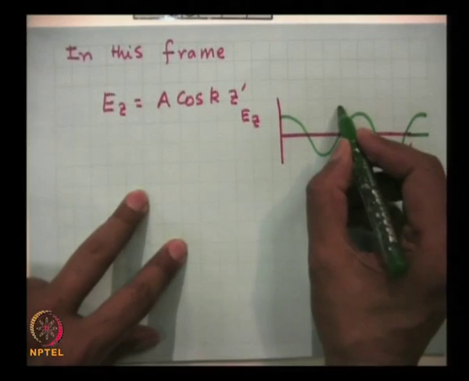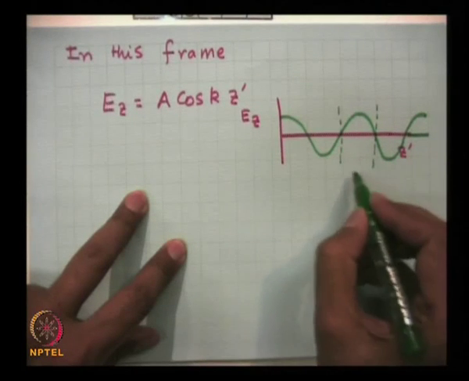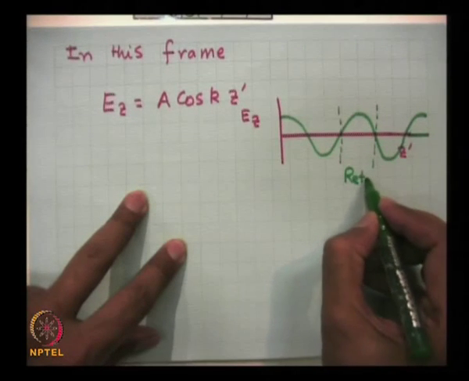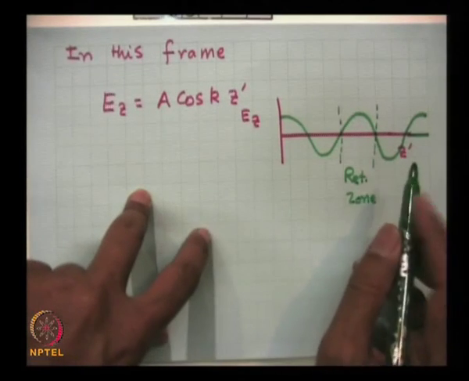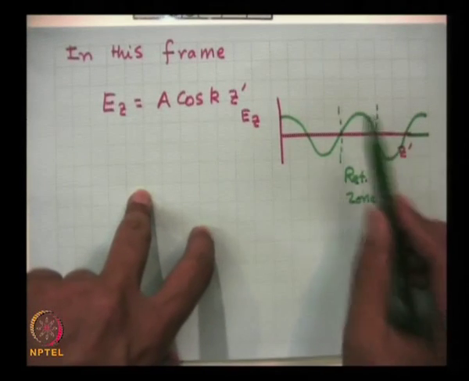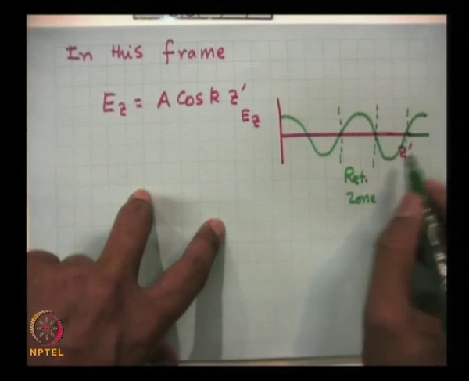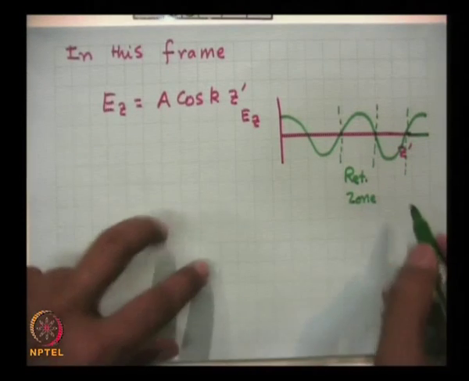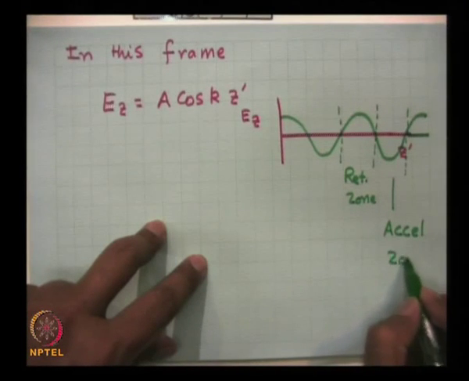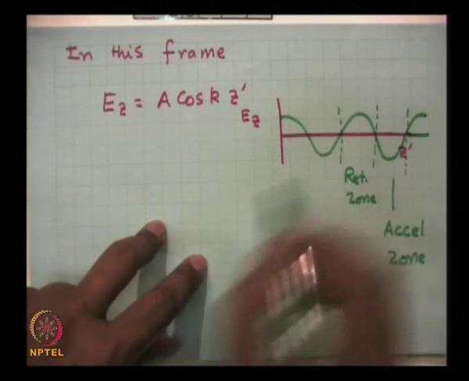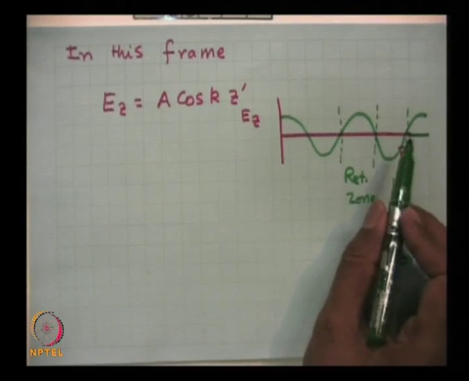So, here I can call this the retarding zone, because if the electrons are going in the forward direction, the force on them will be in the backward direction, so they will be retarded. And this region is called the accelerating zone. This is also an accelerating zone here. So, there are alternate zones where electrons are retarded and accelerated.